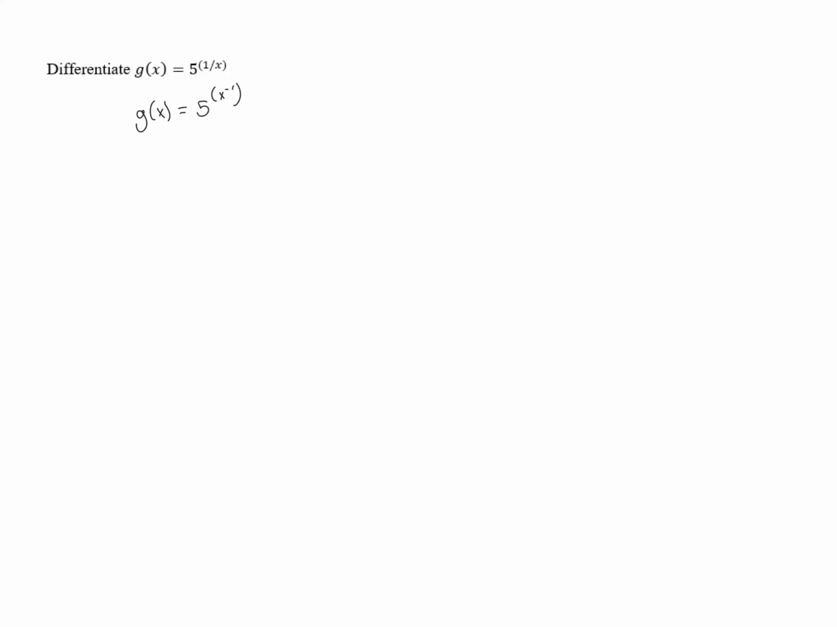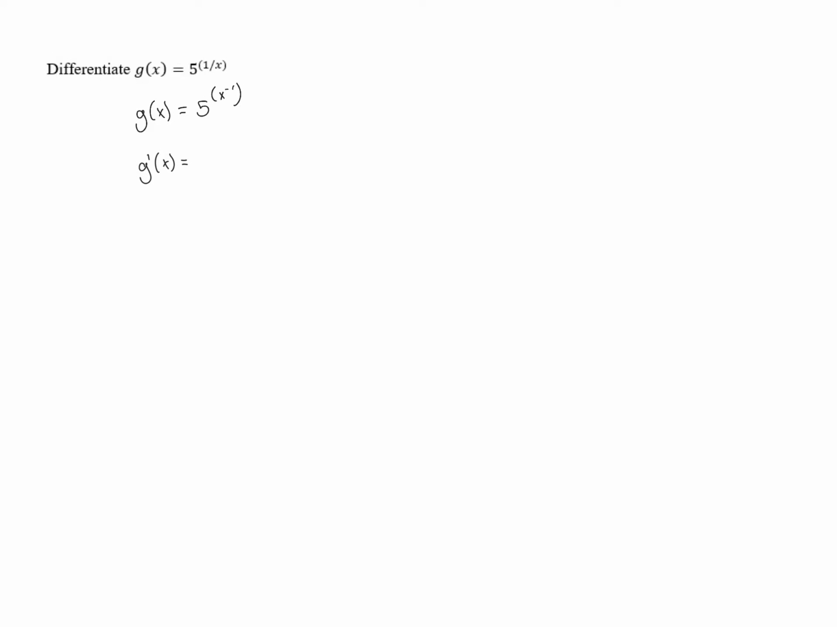The reason I want to write it like this is because it makes things a little bit more clear that we have a composition of functions. So we're going to want to use the chain rule. But then also, this is a power function inside, so we're going to need to use the power rule in there. So let's see how the chain rule works with this.